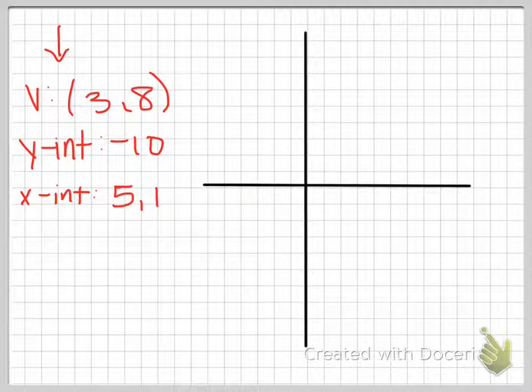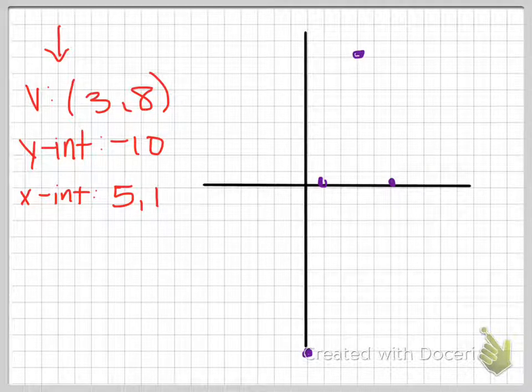So our vertex is at (3, 8). 1, 2, 3, 4, 5, 6, 7, 8. Then we have x-intercepts at 1 and 5. 1, 2, 3, 4, 5. And then our y-intercept at -10. Bear with me while I count. 1, 2, 3, 4, 5, 6, 7, 8, 9, 10.